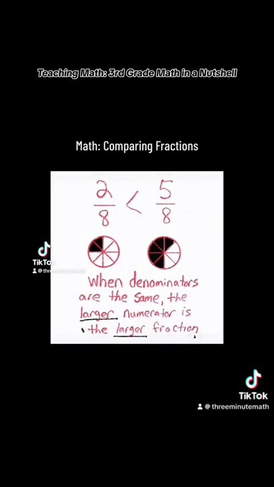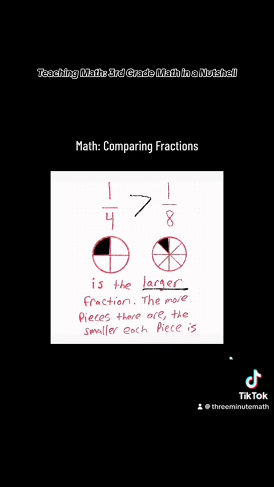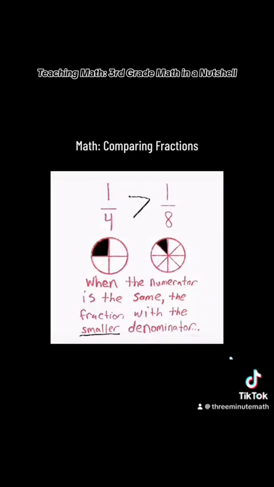When the denominators are the same, the larger numerator is the bigger fraction. When numerators are the same, the smaller denominator is the bigger fraction.